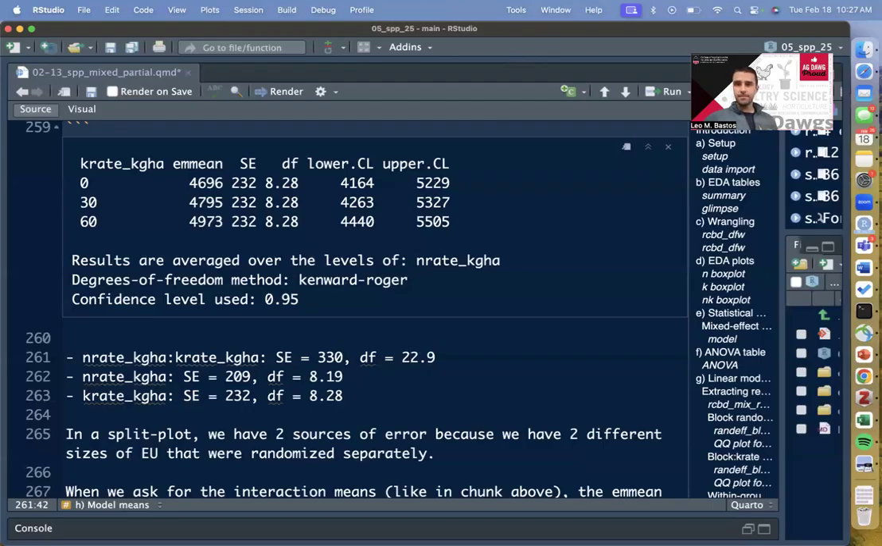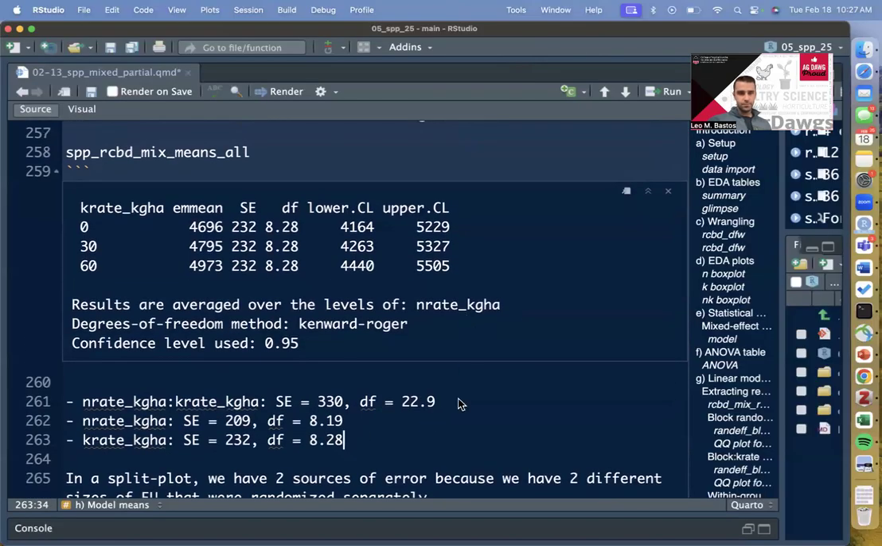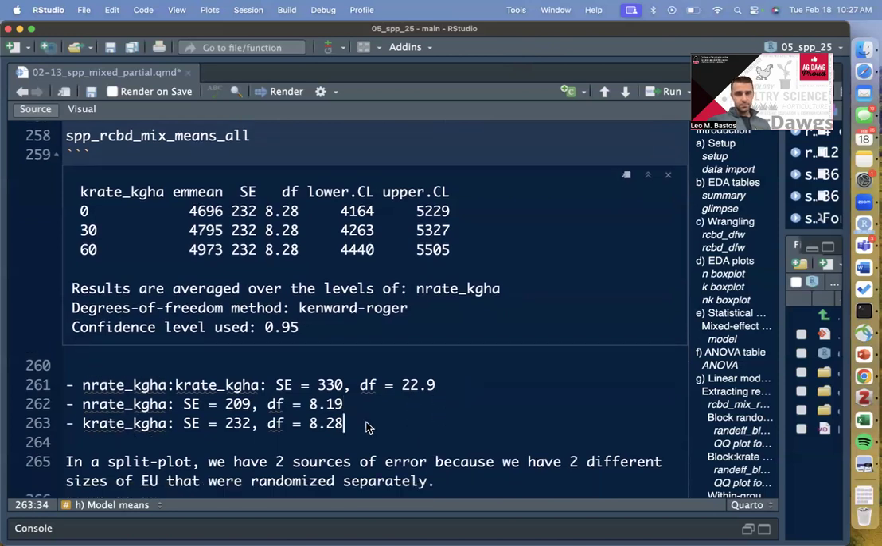Yes, Selvin. In this case, the standard error is the same for all the combinations when we do the interaction. But if we have unbalanced data, should we expect different standard errors? Yes, that's a great question, and that would happen in any design. If you have unbalanced data, you would expect to have different standard errors for different means.